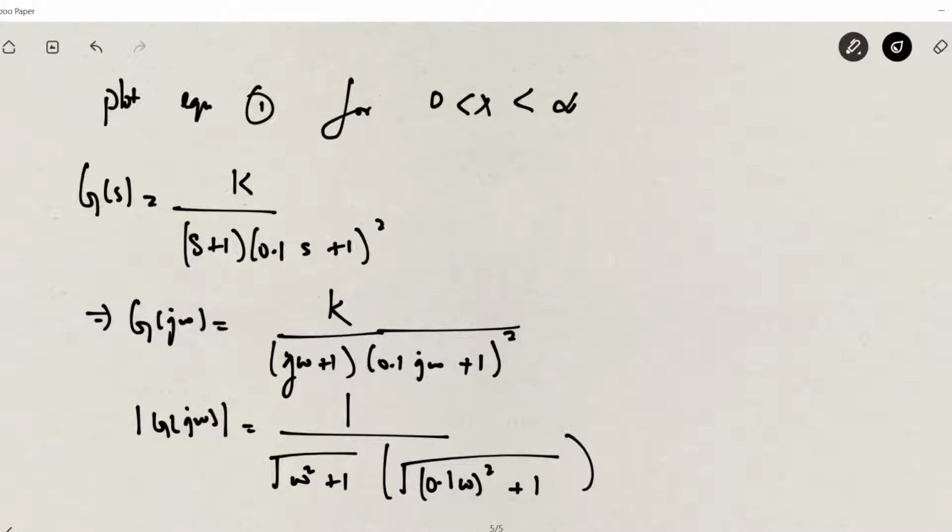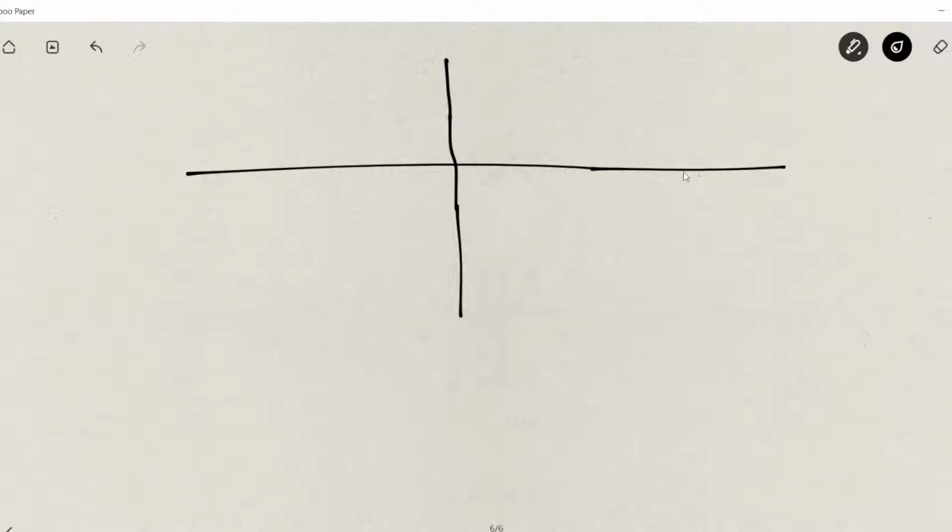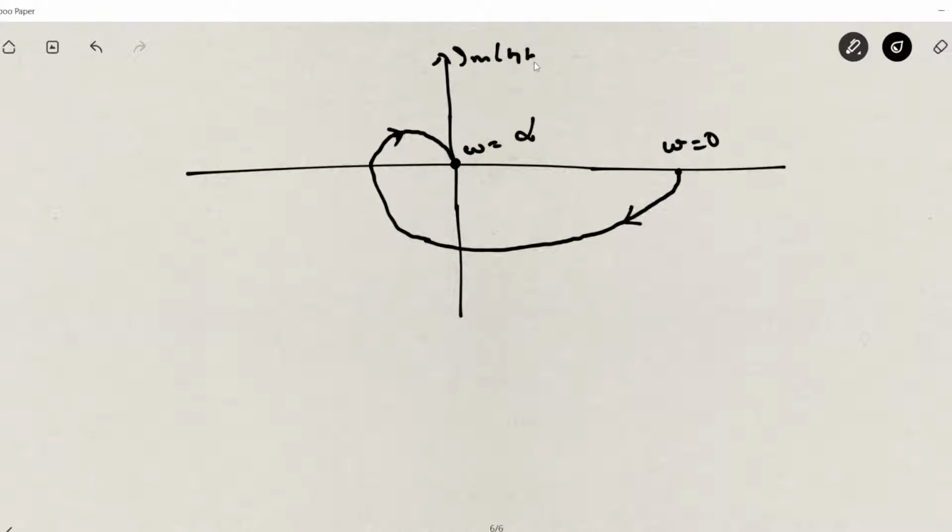So for this system, once you plot the polar plot, or you can say the Nyquist plot of the system, for increasing values of omega from 0 to infinity, this will be at omega equal to 0, this will be at omega equal to infinity. So this is the Nyquist polar plot of this system, half of the Nyquist plot actually, and this is the imaginary part of G(jω), this is the real values of G(jω).